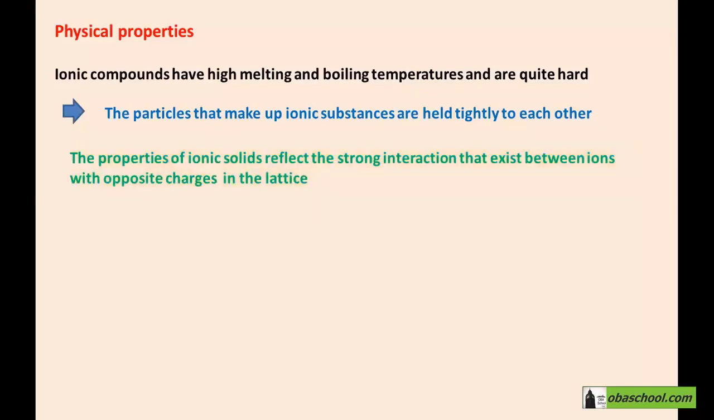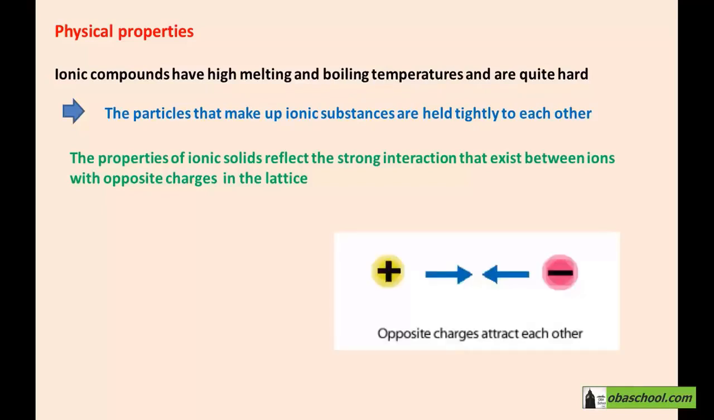So, as we said, these properties, which are 1. High melting temperature, 2. High boiling temperature, and 3. Quite hard, reflect how strong is the bond between ions that are oppositely charged, so positive and negative. They are opposite, so they have a strong attraction, which results in a hard ionic compound. However, if this bond is not strong, then the ionic compound would be soft. That means it can easily break, and the melting and boiling temperatures would be low.